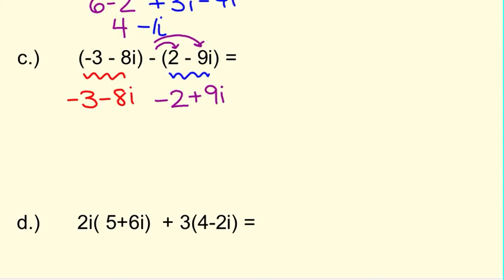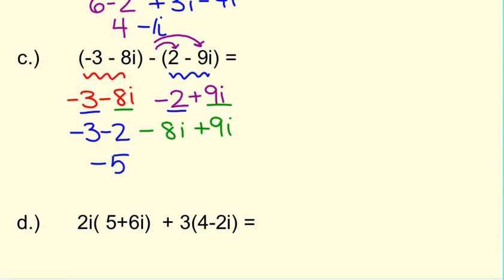Now we'll go ahead and group our like pieces, our real parts, -3 minus 2, and our imaginaries, -8i plus 9i. Now we'll go ahead and combine those together. -3 minus 2 is -5. -8i plus 9i is 1i.